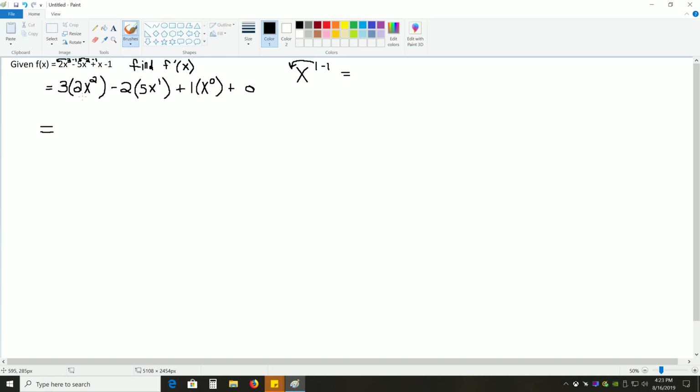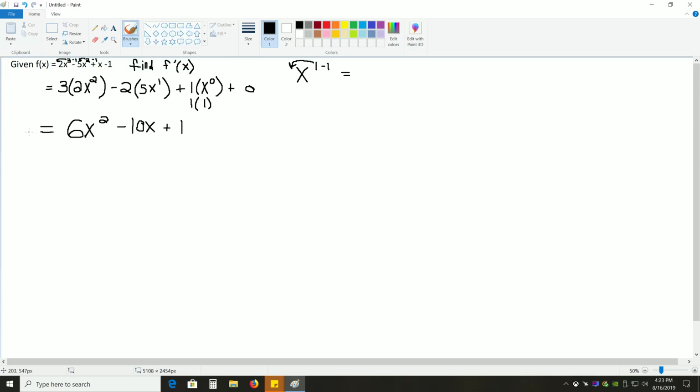We have 3 times 2x squared gives us 6x squared. Negative 2 times 5x gives us minus 10x. Plus 1 times x to the 0. Well, x to the 0, or anything to the 0 power, is just 1. That's not true for x equals 0, but x to the 0 we can say is just 1. So we get plus 1, and then finally plus 0 just goes away, and this is our answer.